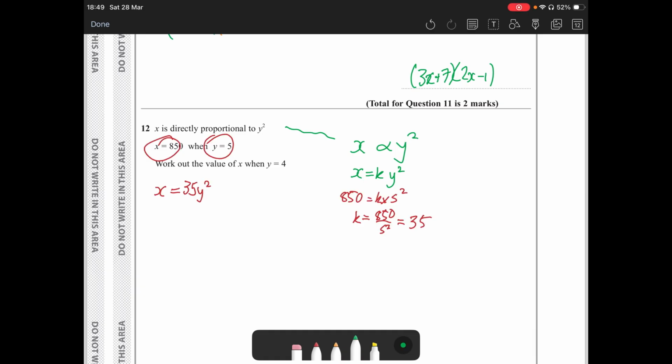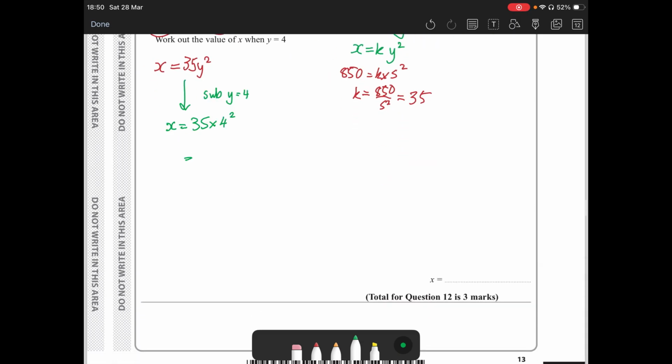So to wrap things up, to finish the question, we're going to substitute y is 4 into this equation. So we're going to get 35 lots of 4 squared, which is 35 times 4 squared, 560.